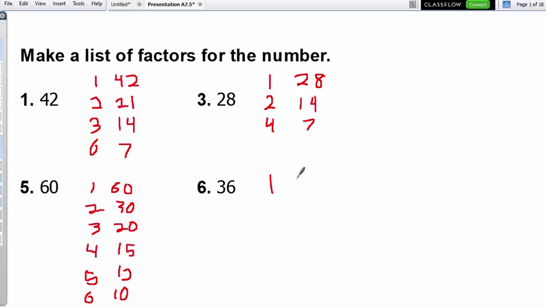Factors of 36, 1 and 36. It's divisible by 2. It's divisible by 3. It's divisible by 4. Not 5, 6, yes, and since 6 is 6, we're already back up to the other side. When I say make a list of factors, this is what I want. I want them in pairs because we're going to use them in pairs.